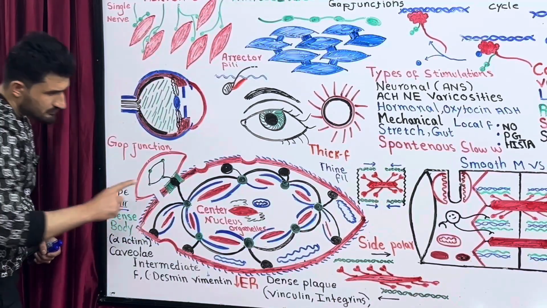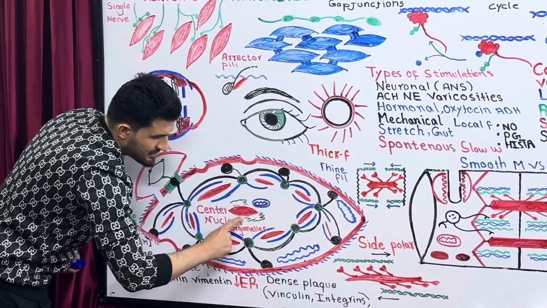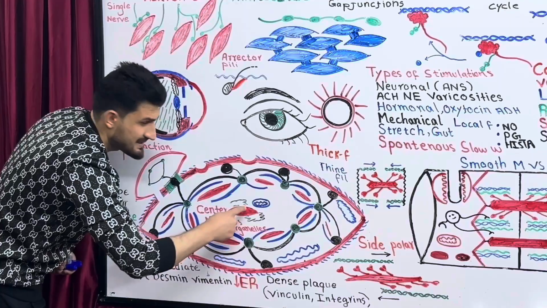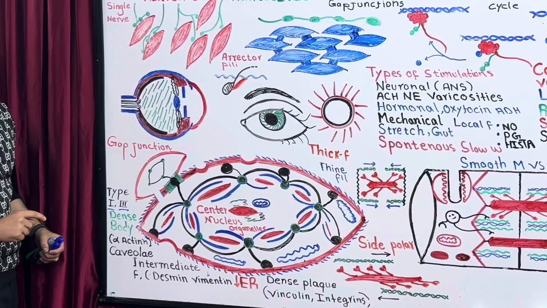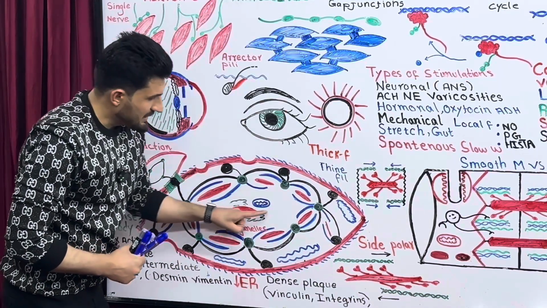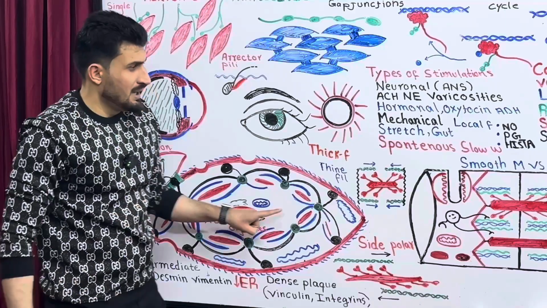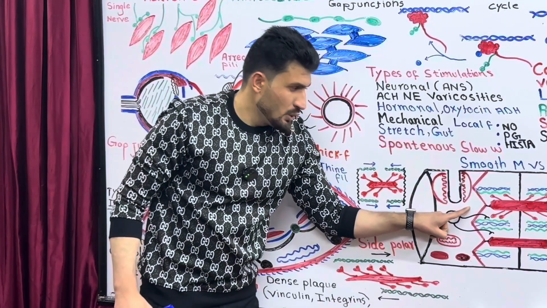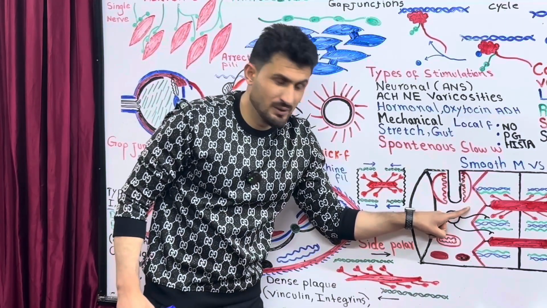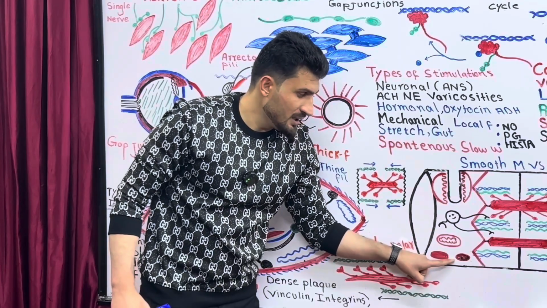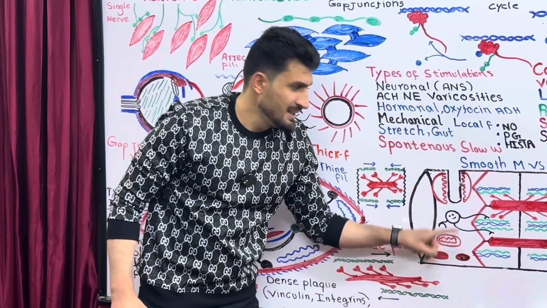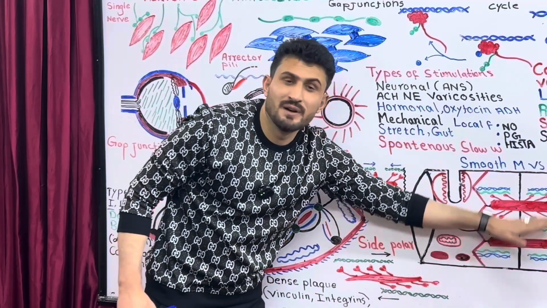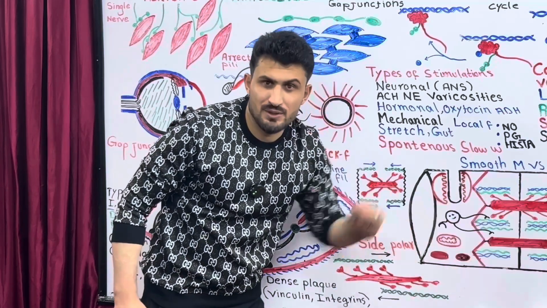Now, the nucleus in smooth muscle is located in the center of the cell, okay. And it has only one nucleus, but in skeletal muscle we had a lot of nuclei, okay. And also their nuclei were located at the periphery, not in the center, okay.